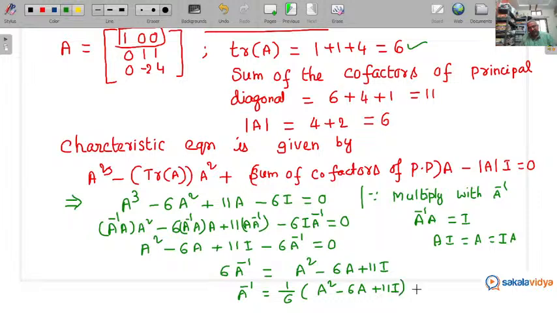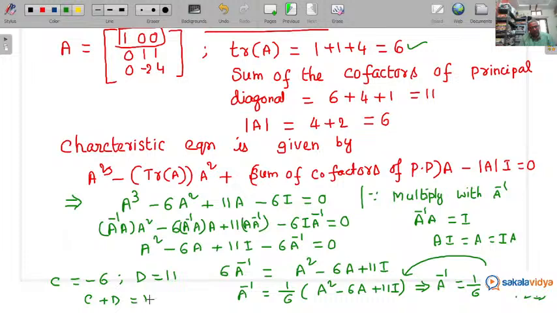What is given? Just compare. So given that A inverse is equal to here 1 by 6th of A square plus cA plus dI. So comparing to this one, you get c value and d value. C is equal to minus 6, d value is equal to 11. So what we are asked? C plus d we are asked. So that is equal to 11 minus 6. So our answer is 5.